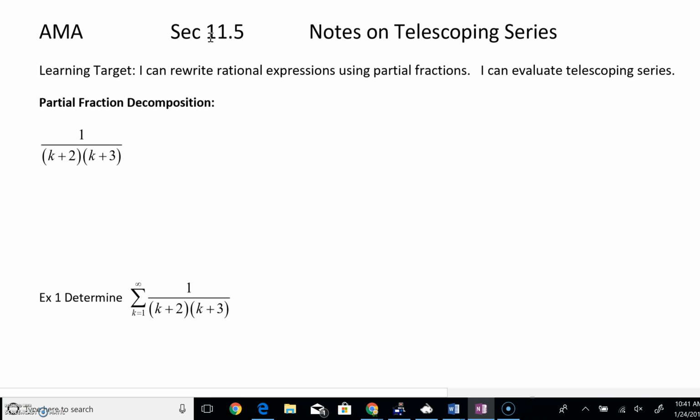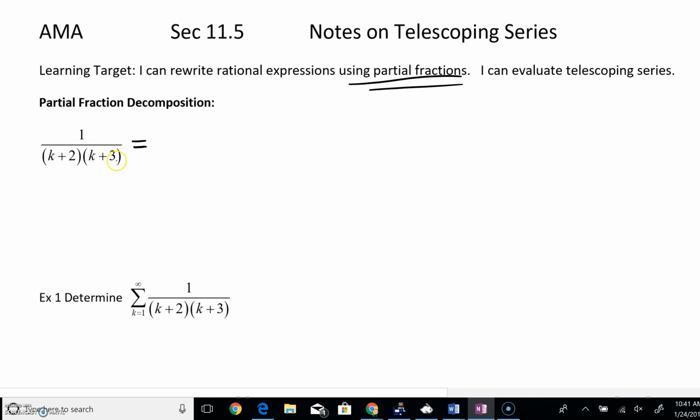AMA, we're dealing with our last lesson in this unit on series. Our learning target, you can see: I can rewrite rational expressions using partial fractions, what we just did recently, and then I can evaluate what's known as a telescoping series. Let's just do some review.